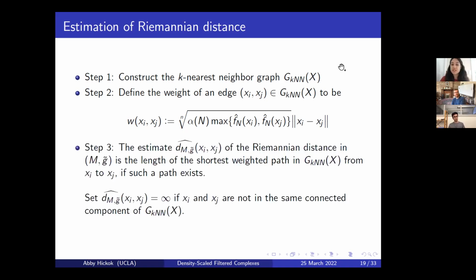Okay, and so my estimate of Riemannian distance between any two points is the length of the shortest path in this weighted graph. And if there's not a path, if they're in different connected components of the graph, we just set the estimated Riemannian distance to be infinite.